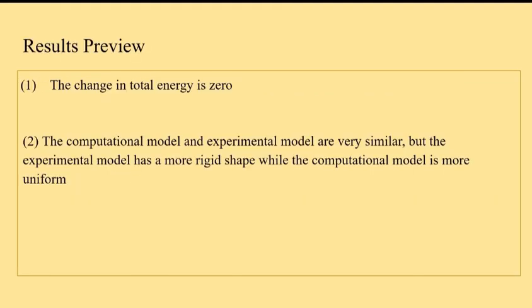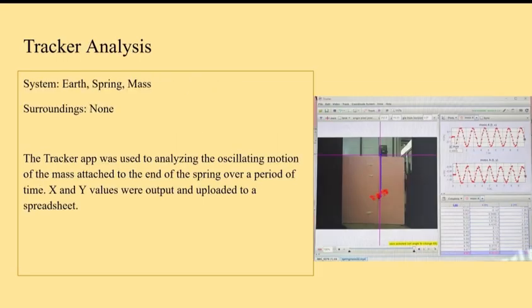For the results preview, the total change in energy is 0, and the computational and experimental model are very similar, but the experimental model has a more rigid shape while the computational model is more uniform. So for the tracker analysis, the system was the Earth, spring, and mass, and there are no surroundings. And the tracker app was used to analyze the oscillating motion of the mass attached to the end of the spring over a period of time. X and Y values were outputted and uploaded to a spreadsheet.